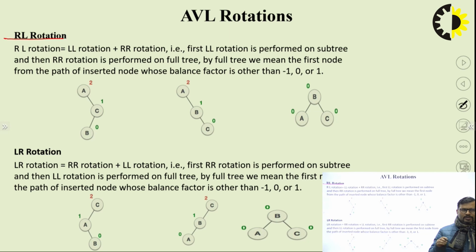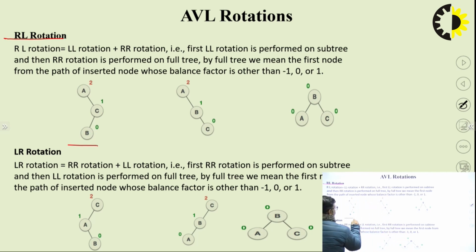Okay, first of all, LL rotation will be performed on a subtree and then RR rotation you perform on a full tree. By full tree we mean the first node on the path of the inserted node whose balance factor is other than -1, 0 or 1. Got it? Okay.